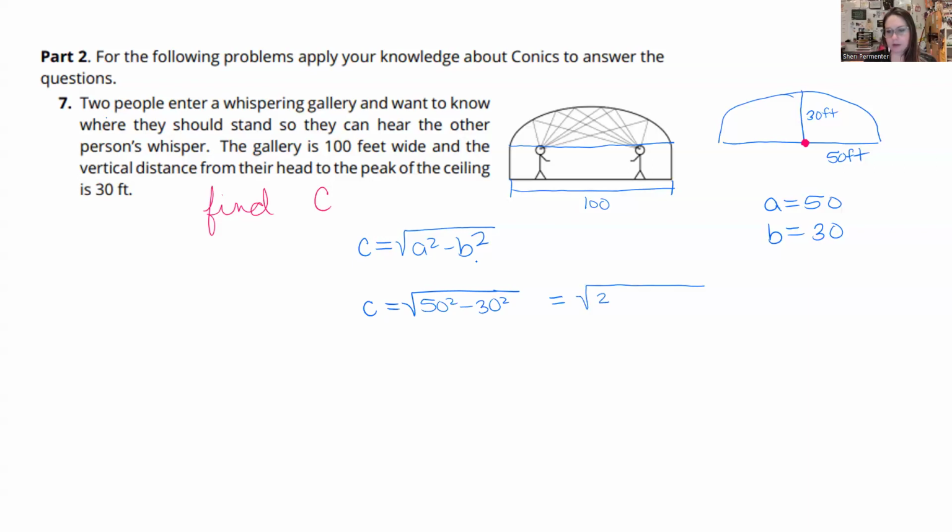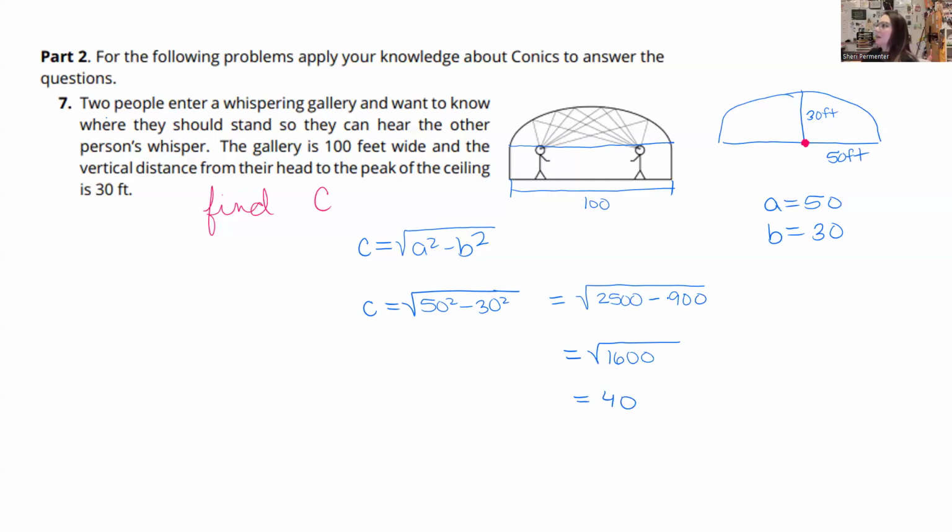So you got 2,500 minus what? 900. It has to be a smaller number. So let's just look at 25 minus 9. What is that? You could just have done 50 minus 30. So it's 40.